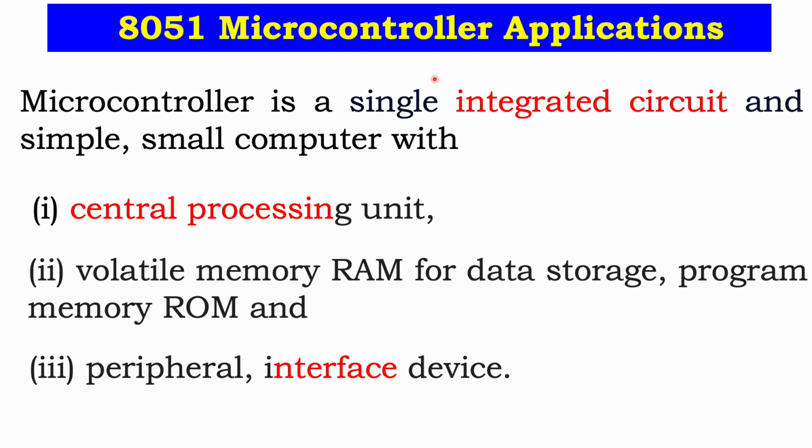Before going to applications, let us review in a simple manner what a microcontroller is. We know that the microcontroller has three parts: one is the central processing unit, another is memory with ROM and RAM, and the third is peripheral interface devices. These three parts are integrated in one IC named the 8051, introduced by Intel. So this is the 8051 microcontroller.